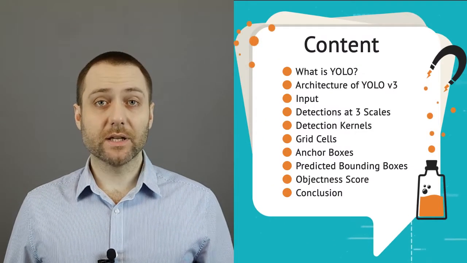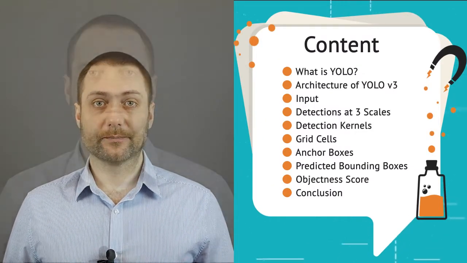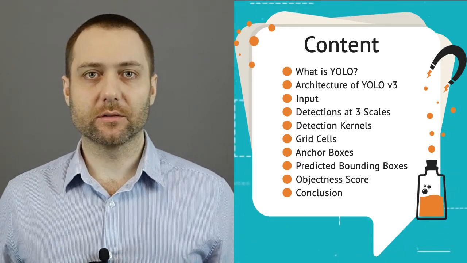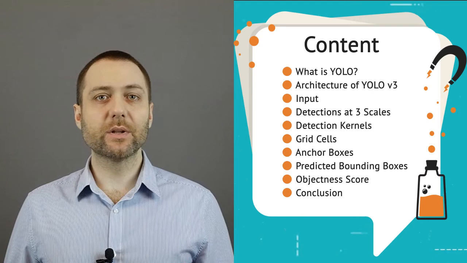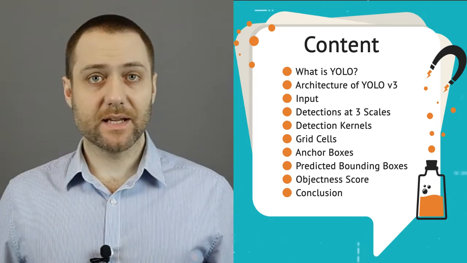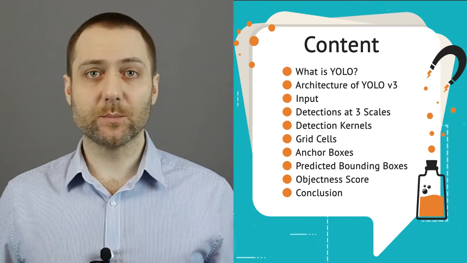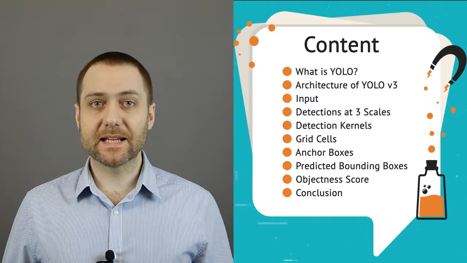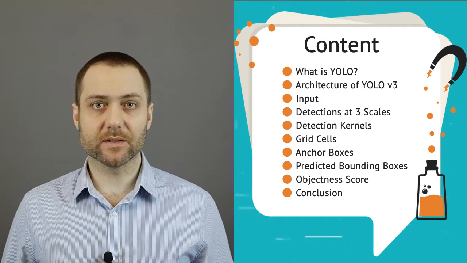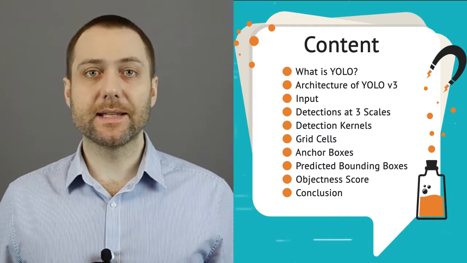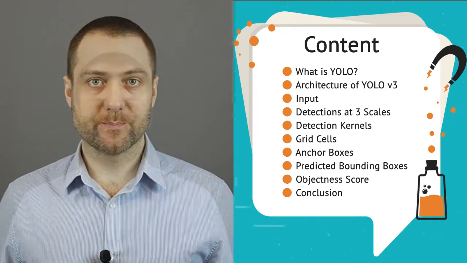Let's get started. Lecture is organized by following content. Firstly, we will identify YOLO in general. Next, we will look at YOLO version 3 architecture. After that, we will discuss what is input to the network. Next, we will compare detections at different scales. Then, we will define how actually network produces output.